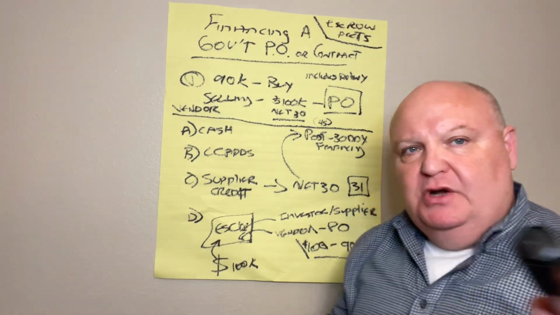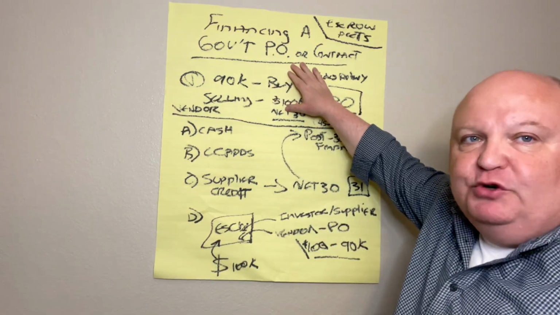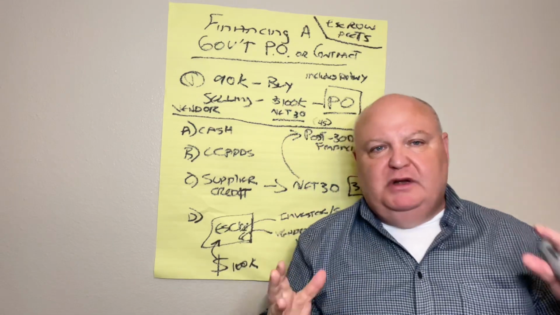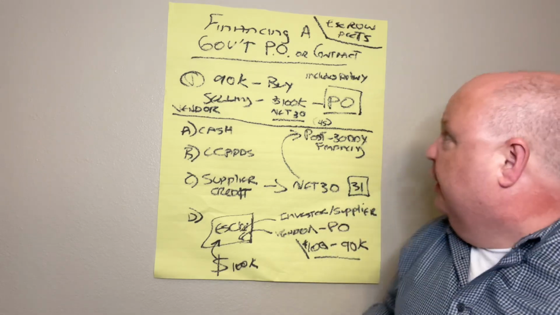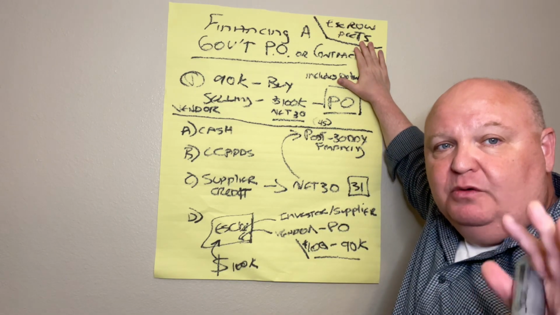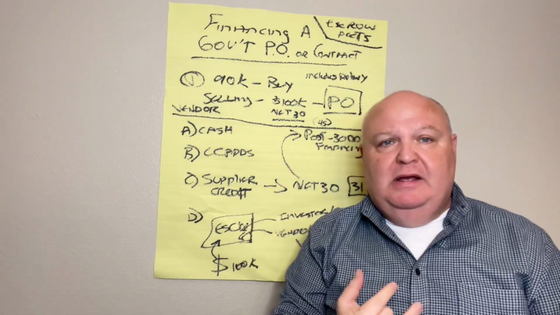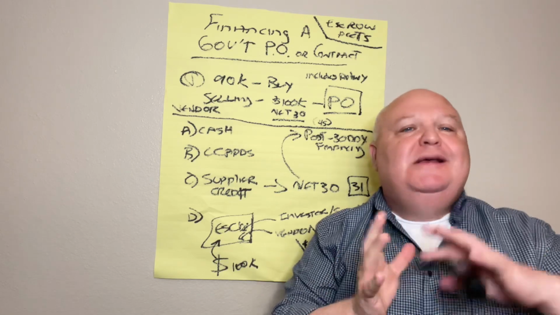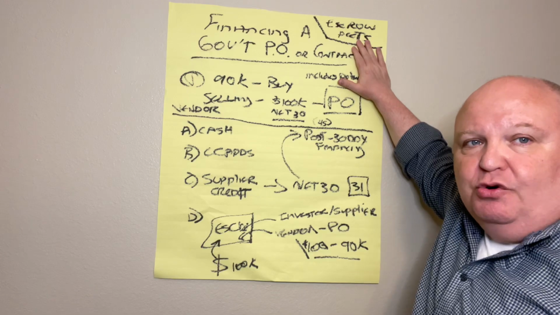Govbidpro.com. What I want to talk about today is financing a government purchase order and/or contract. We're not going to get into the difference between a government purchase order and a contract. That's in another video. This video is going to talk about escrow accounts. So we're not going to talk about purchase order financing or factoring or lines of credit or loans. Those are other videos. We're going to focus on escrow accounts and how that works.